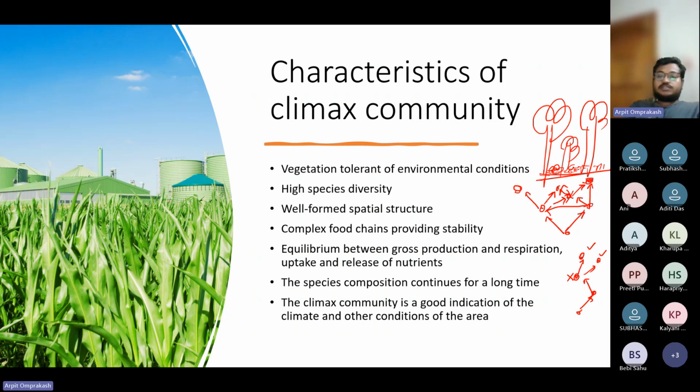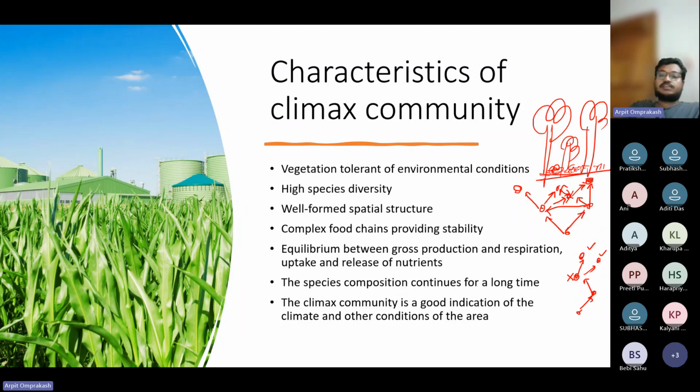The next point is that the species composition continues to stay the same for a very long time in a climax community. The final thing is that the climax community is a good indication of the climate and other conditions of the area, because the community is tolerant of environmental conditions. It is also a good indication of the climate and other conditions that are found in the area.